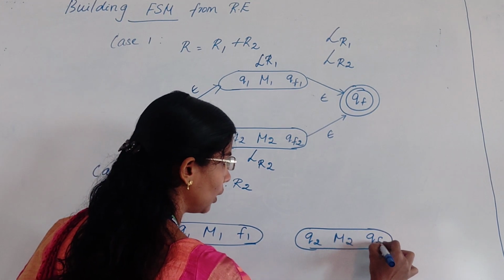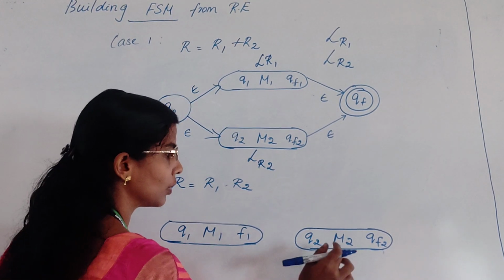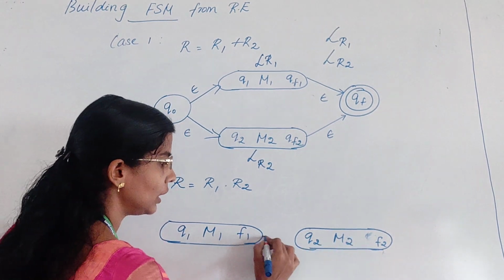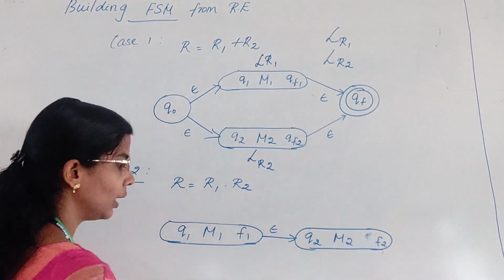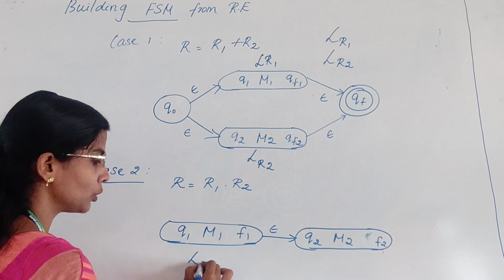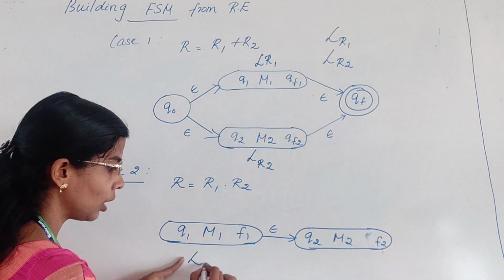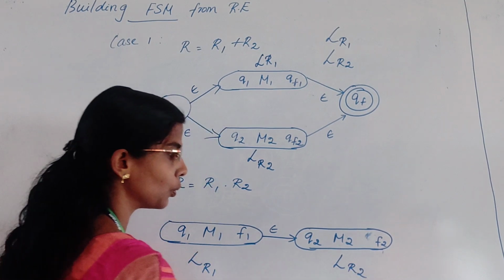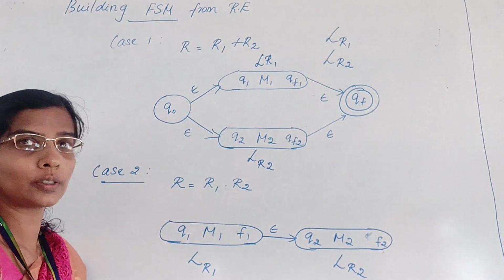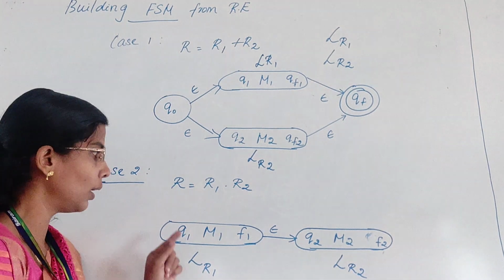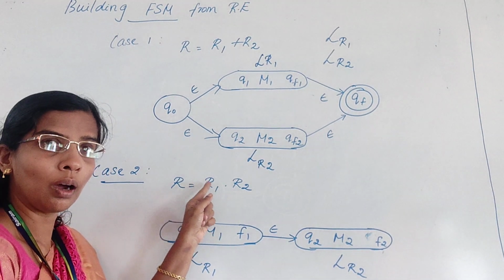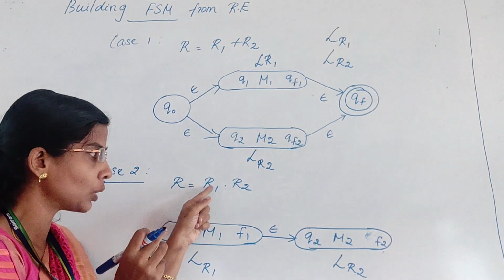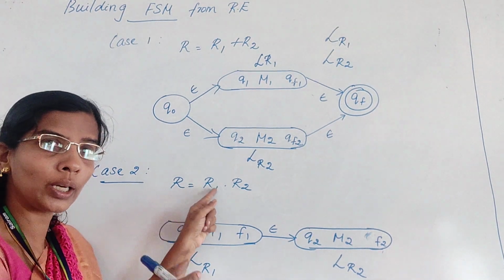Q2, F2. Right, otherwise you can write as only F2. Here I will be having an epsilon transition. This belongs to language R1. This belongs to language R2. Right, so what does it mean? Whenever you see a dot operator in your regular expression, how to convert this dot operator to your FSM?